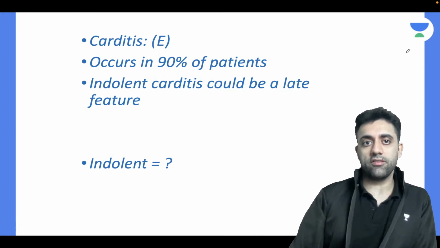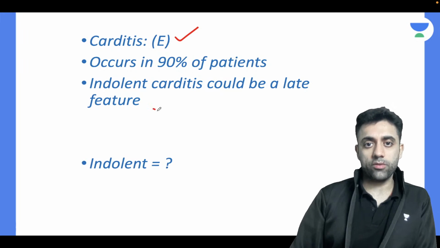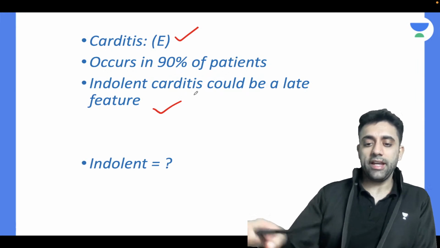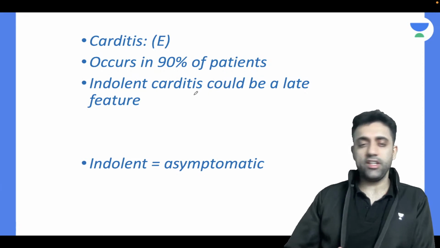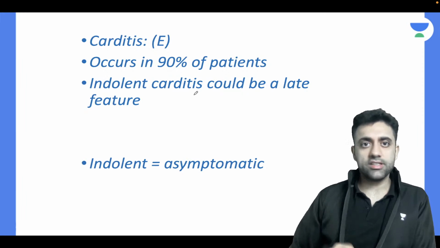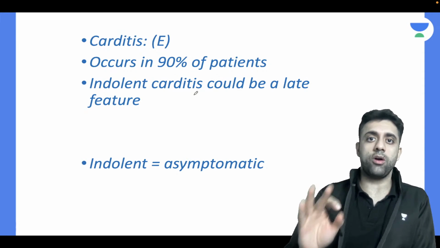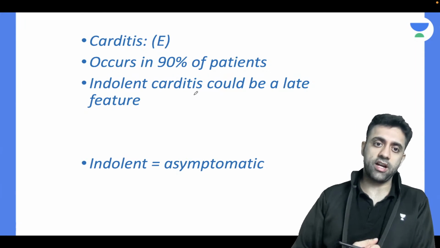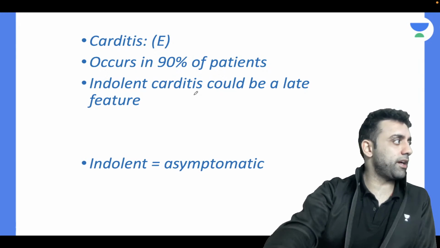Remember, carditis is an early feature. Indolent carditis could be a late feature. What is indolent? Indolent means asymptomatic. You get the features of carditis, but asymptomatic. So number one, which is the early manifestation in rheumatic fever? Carditis. How common is it? Very, very common. 90% of patients will have carditis, that you should know, and some can have indolent carditis also, like asymptomatic carditis.